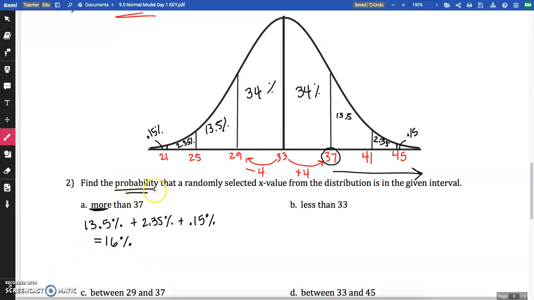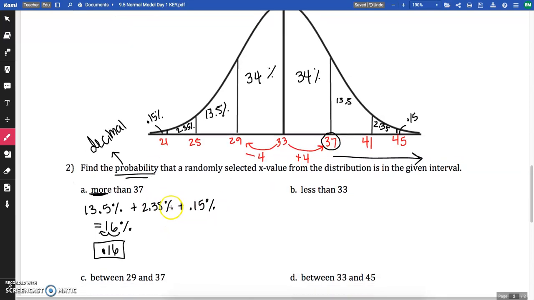Now, when we're talking probability, that means we want it to be a decimal, not a percent answer. So instead of leaving as 16%, I'm going to move that decimal 2 to the left, so it's 0.16 for my probability. Okay, not a huge deal. Sometimes we ask for percentages, sometimes we ask for probability. So what that means is there's a 16% chance that if I just grabbed a number out of a hat from this data set, that it's going to be bigger than 37.